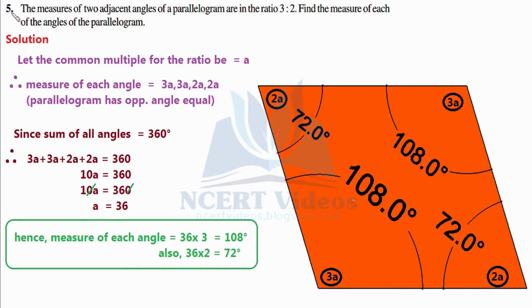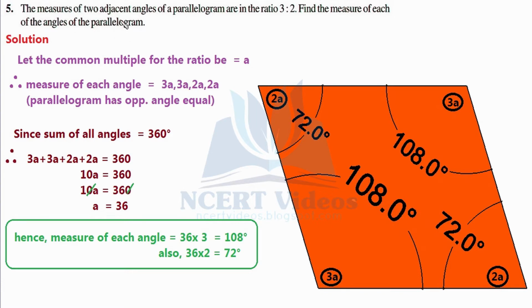Understanding Quadrilaterals, Mathematics Class 8th, Chapter 3rd, Exercise 3.3. Question number 5. The measures of two adjacent angles of a parallelogram are in the ratio 3:2. Find the measure of each of the angles of the parallelogram.